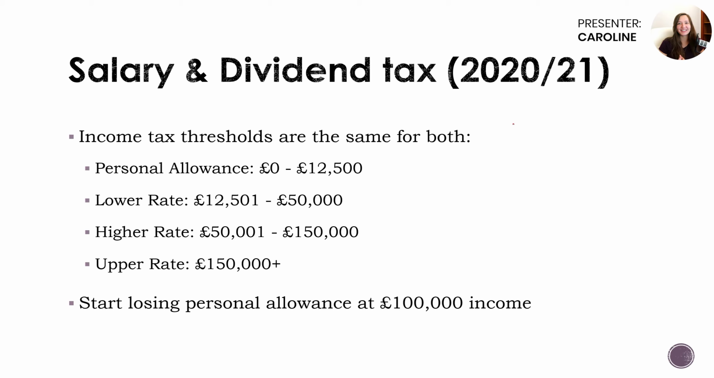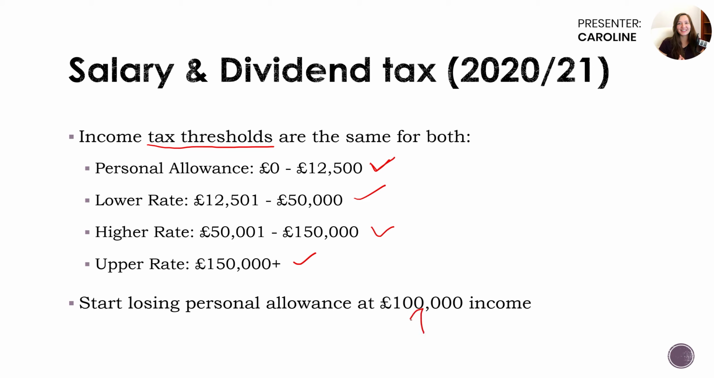in order to have that money left over when the tax is due. And let's go through the actual salary and dividend tax for the current year, which is 2020/21. So the income tax thresholds, when the tax rate changes, are the same exact threshold for both. So you've got the personal allowance, which has no tax and is up to £12,500. You've got the lower rate thresholds, which is between the 12,501 to 50,000. And you've got the higher rate up to 150,000 after that. And then the upper rate or additional rate at £150,000 or more.